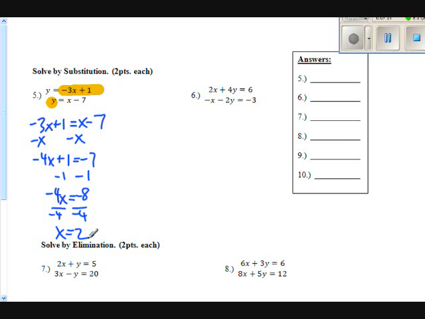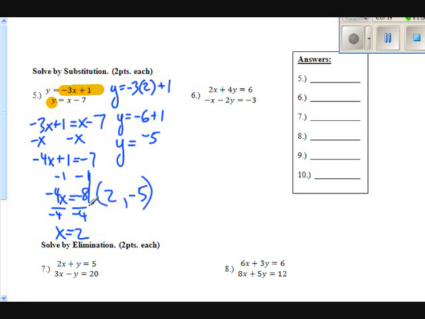But I'm not done yet. I've got to plug that back in. So y equals negative 3 times 2 plus 1. So y equals a negative 6 plus 1. So it turns out that y equals a negative 5. And again, as an ordered pair, it's 2, negative 5. Yay, we did it. Next one.